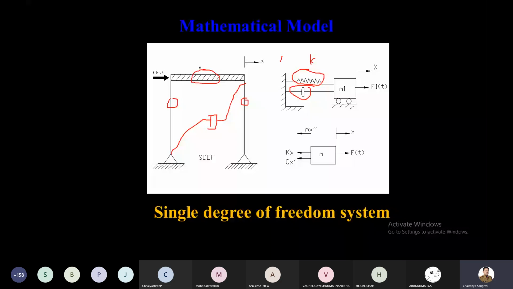This is the mass which is going to move in the horizontal direction. This force is applied, and it is connected with the column, and this is the damping present. And therefore, if you draw the free body diagram, it will be like this. This is a free body diagram. And then you can analyze it very easily by any structural engineering means.